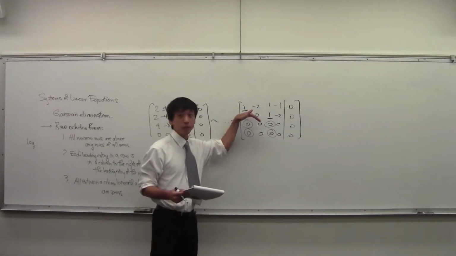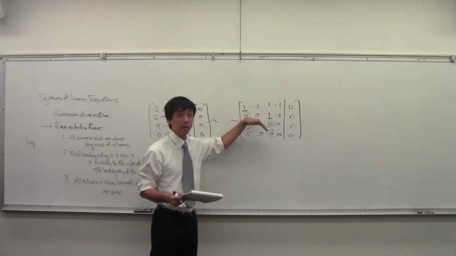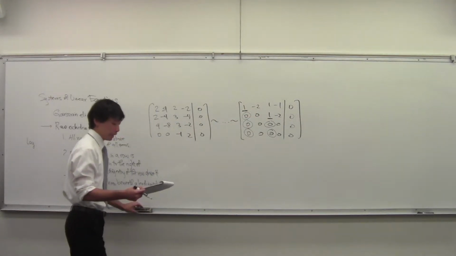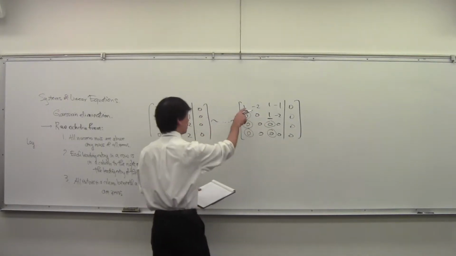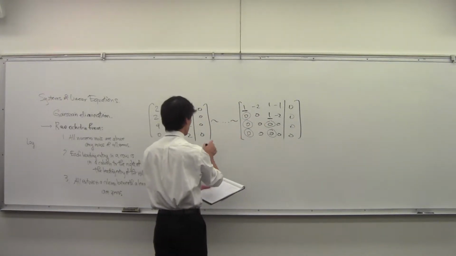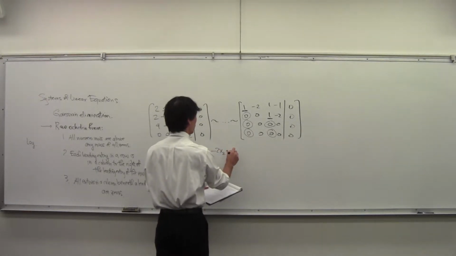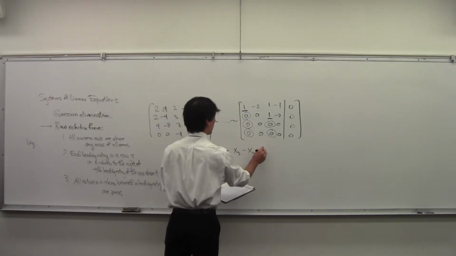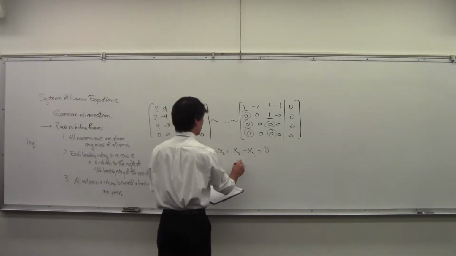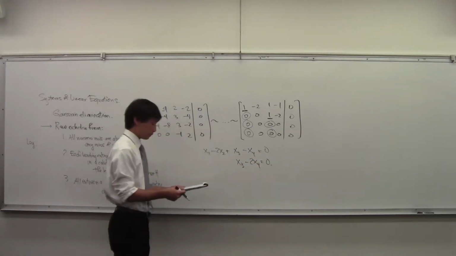So this is what we finished up with last time, and people were saying, look, this isn't in strict triangular form. It doesn't have a unique solution. So how do you describe the solution set? This corresponds to the system x1 minus 2x2 plus x3 minus x4 equals 0, and x3 minus 2x4 equals 0.